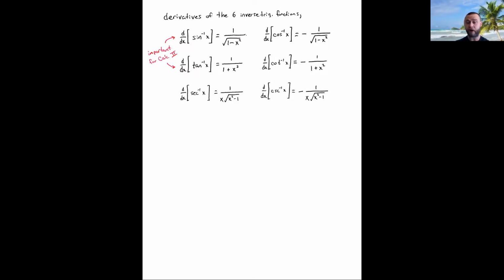If you are moving on to Calculus 2, really try to understand these derivatives, particularly those 2, the derivatives of inverse sine and inverse tangent. Those are going to occur in a lot of places within your Calc 2 course.